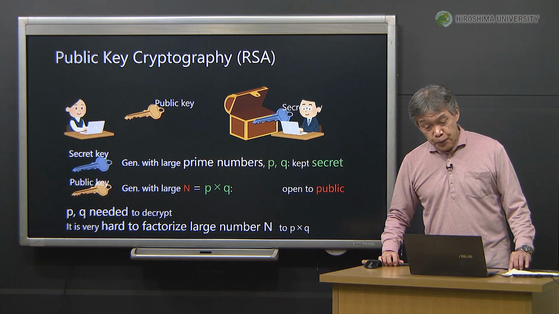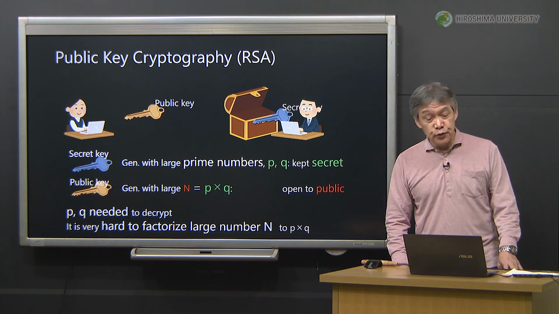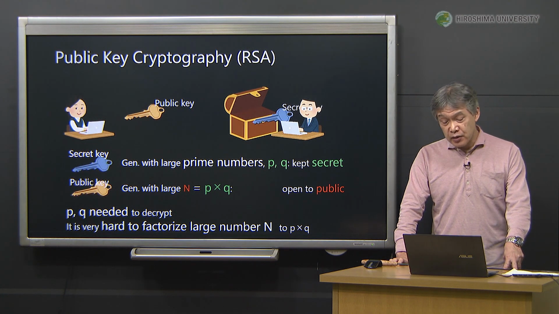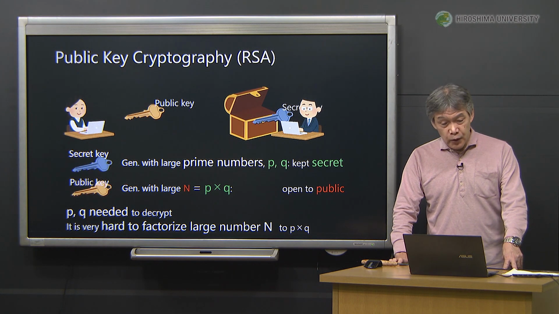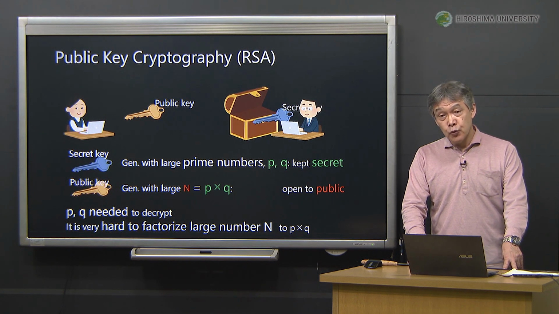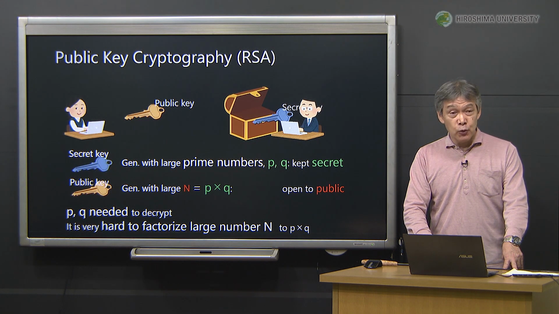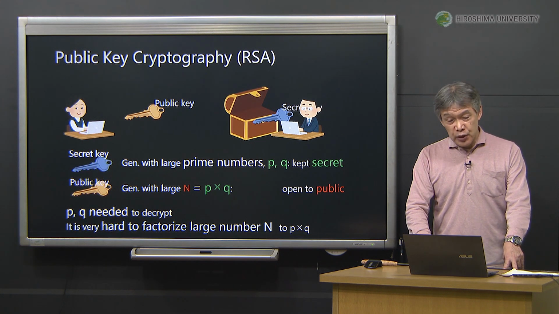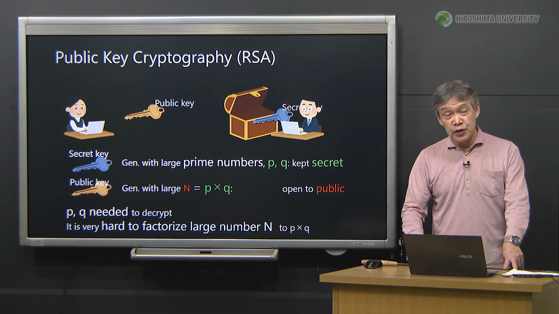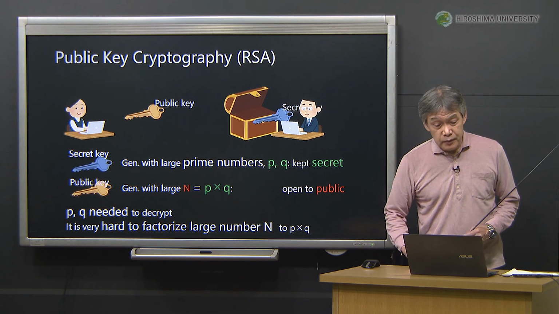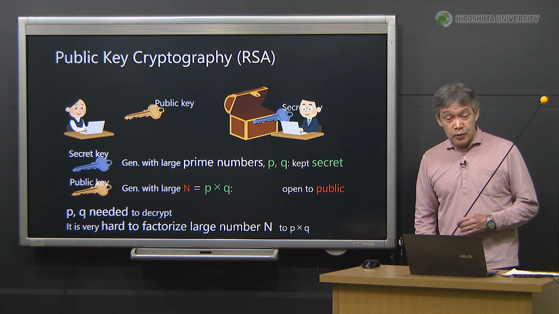So recently, using websites and internet banking is very popular. For example, if you take a look at your web browser, your URL begins with HTTPS. That means the web browser is using this public key cryptography for the communications. So then prime numbers show up in these systems.